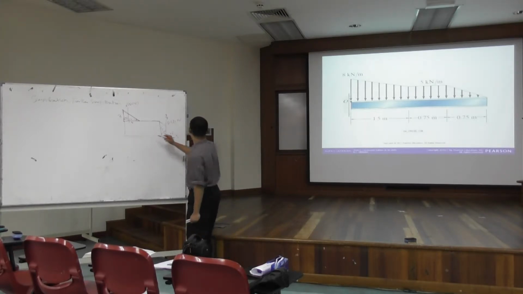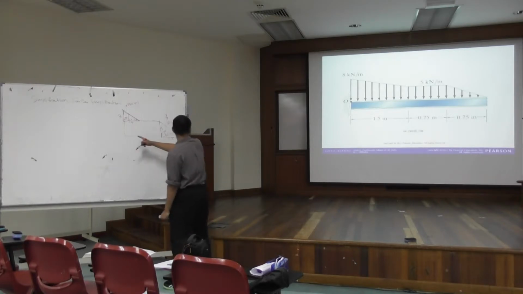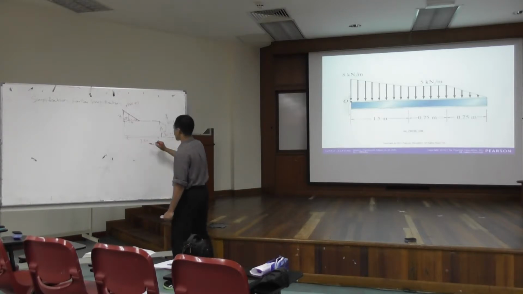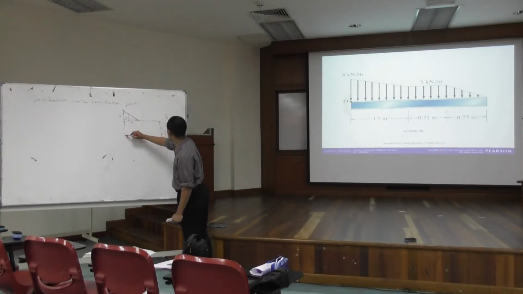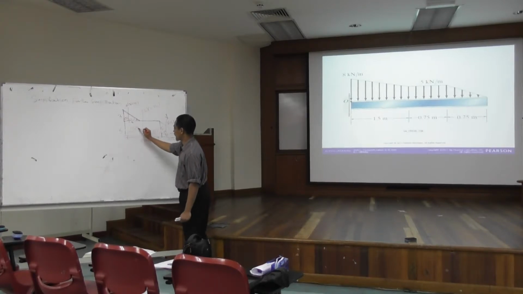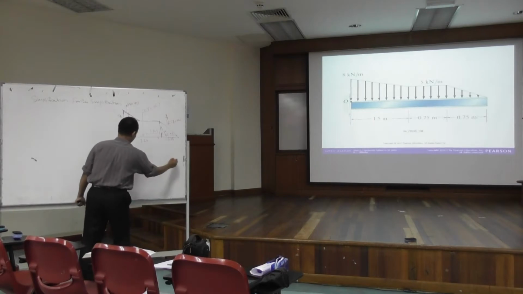And then this one, it should be at the middle, right? What's this line here? 2.25. So the value will be, what is the height? 5, is it? So 5 times 2.25, and then the position is 1.125. So basically, you get something like this.